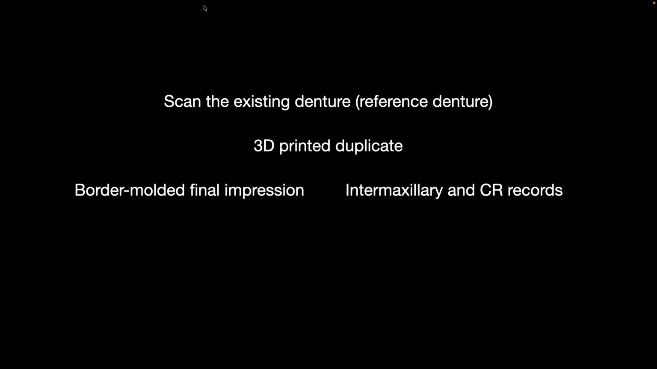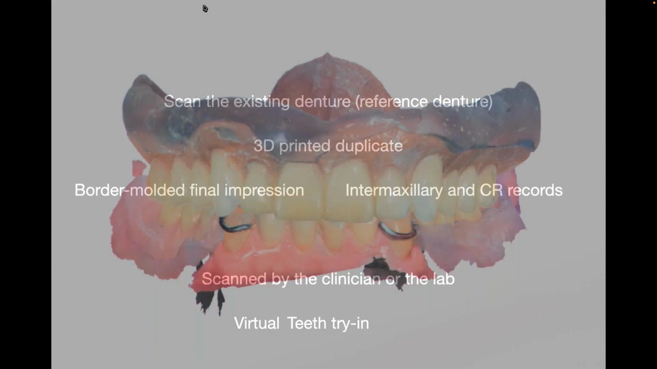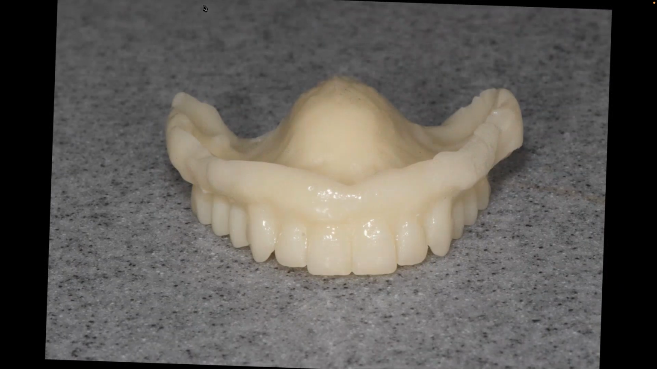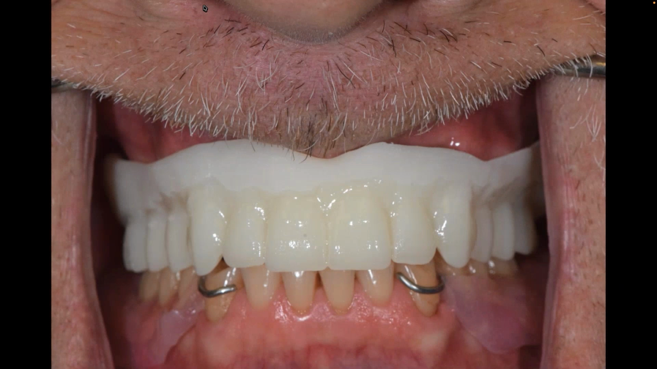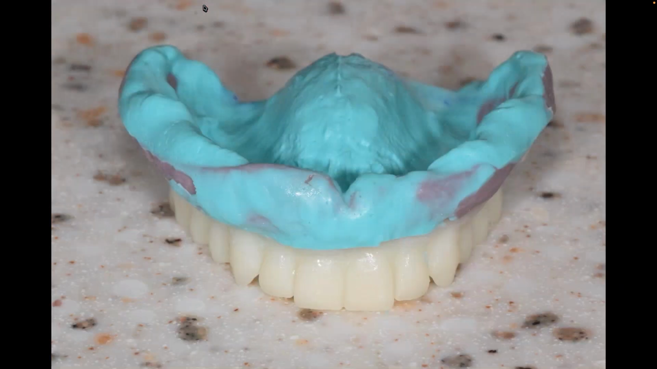Either you scan it or you send it to the lab and the lab scans it, and then from there, you'll have the virtual setup, you'll have the virtual try-in, and you're going to have your denture. And that's exactly what I did. I scanned it all around, and this is what Mike sent me. Shout out to Mike. And I went ahead, I actually marked the borders, reduced the borders, tried it in the mouth, had a border molded final impression, and there it is.